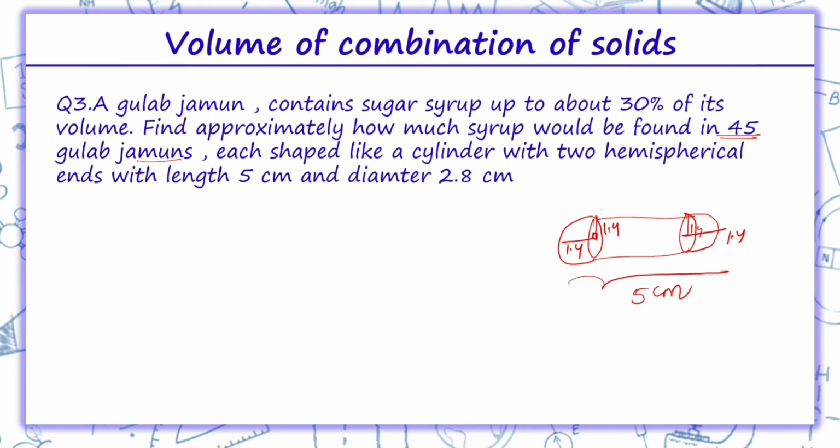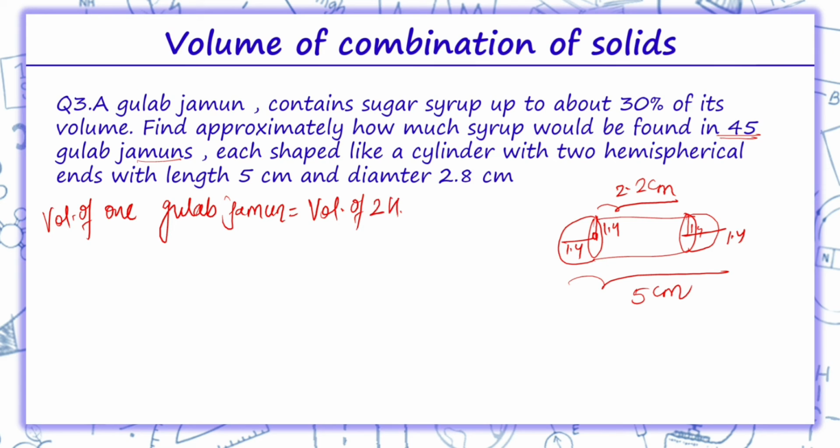So 5 minus 2.8. So the length of the cylindrical part will be 2.2 centimeter. Now we will first calculate the volume of one gulab jamun. So the volume of one gulab jamun will be the volume of two hemispheres plus the volume of the cylinder.